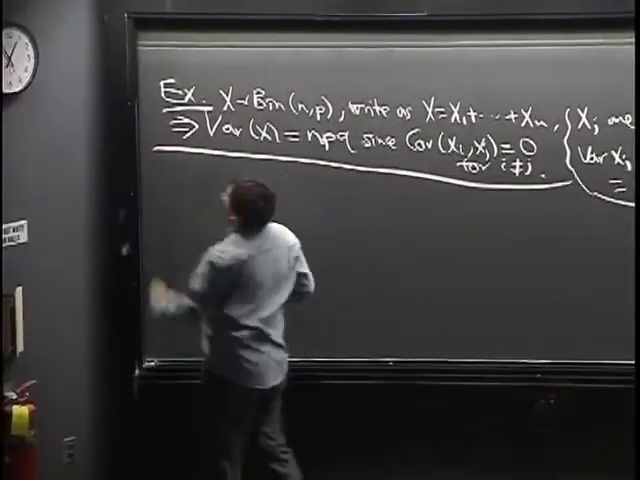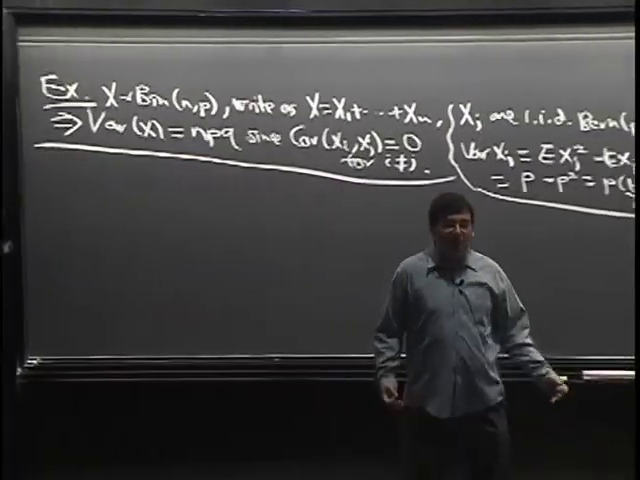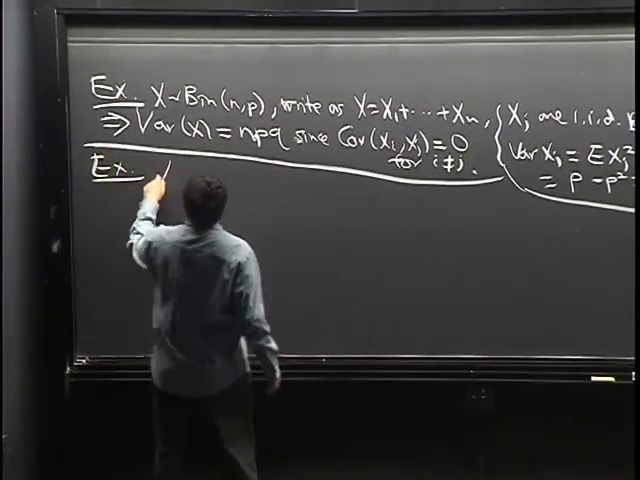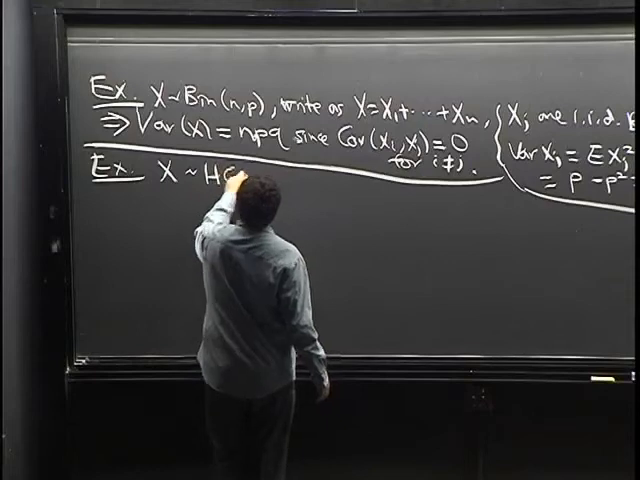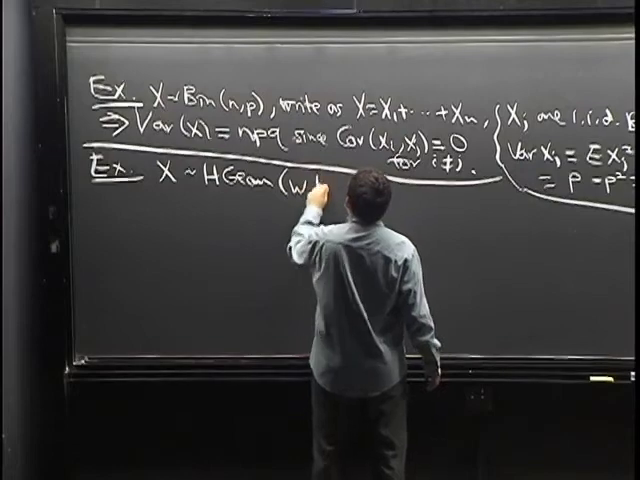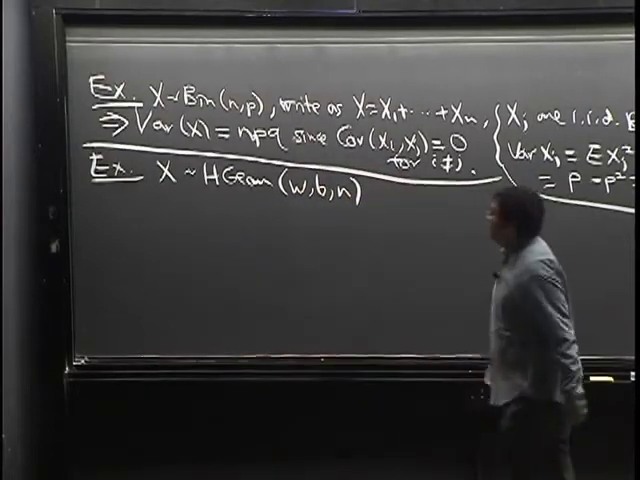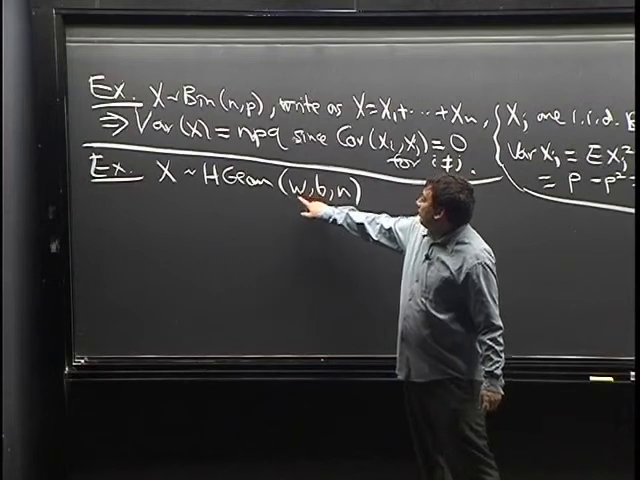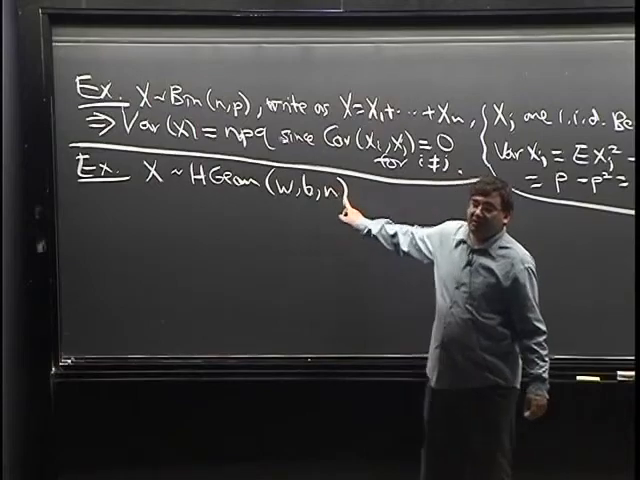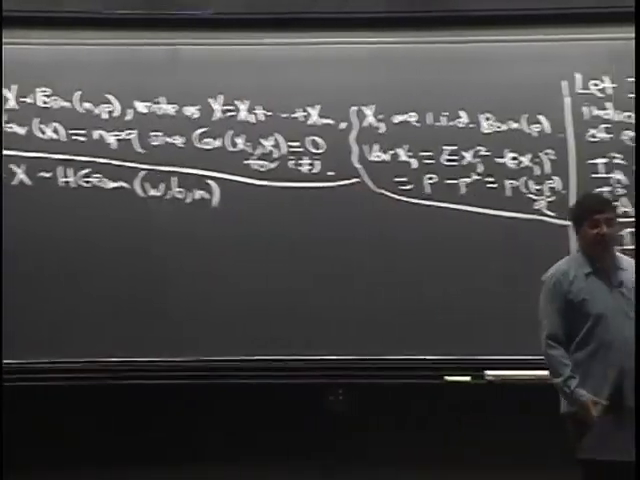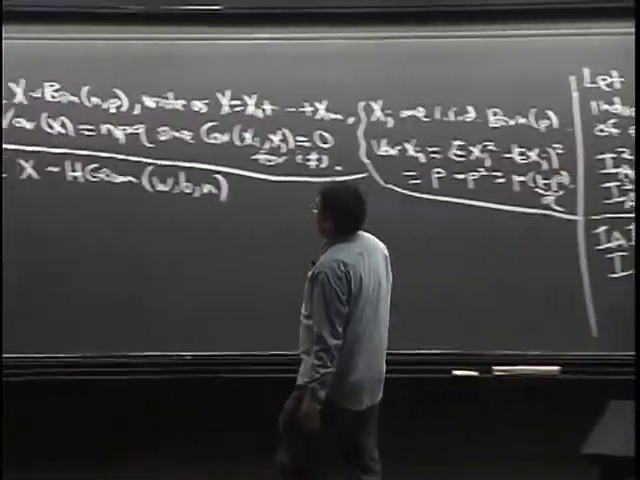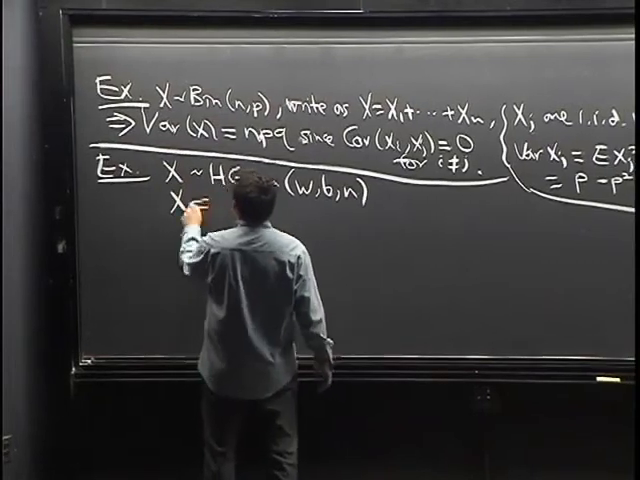Let's talk about a more complicated one, though. Hypergeometric. So let x be hypergeometric with parameters w, b, n, which we interpret as saying we have a jar that has w white balls, b black balls, we take a sample of size n, and we want the distribution of the number of white balls in the sample. Well, again, we can decompose it in terms of indicator random variables.